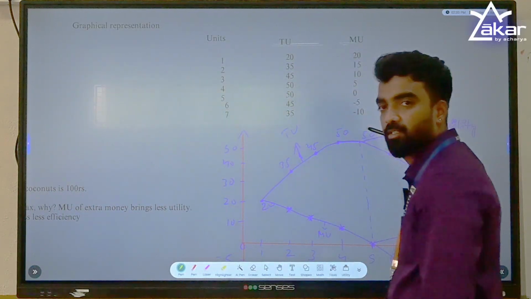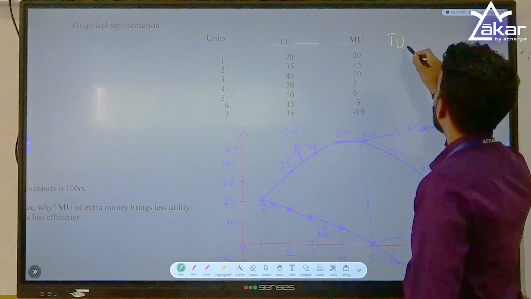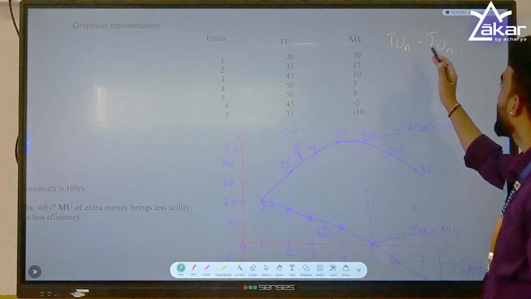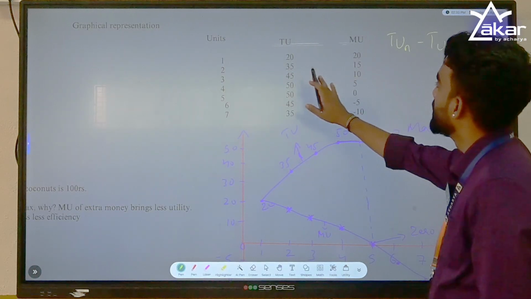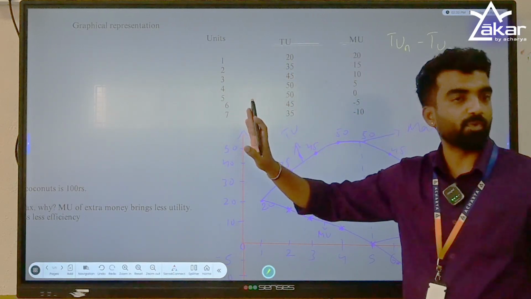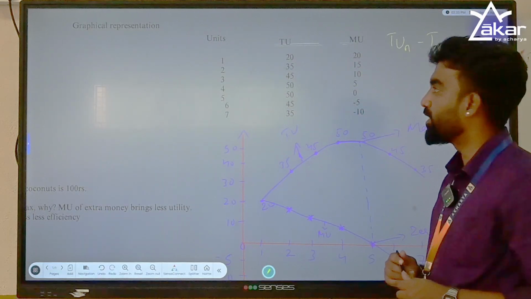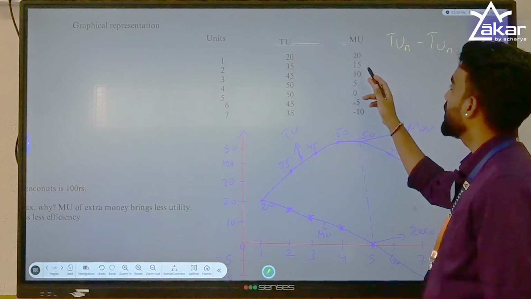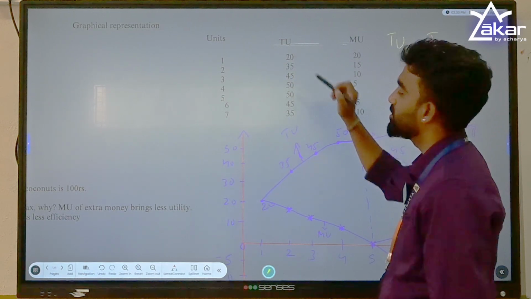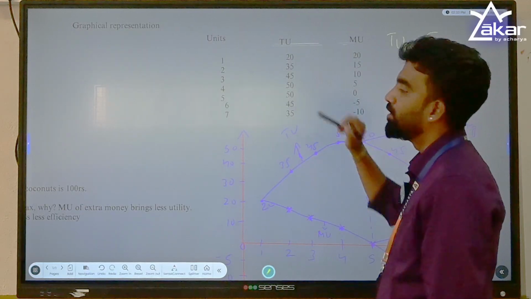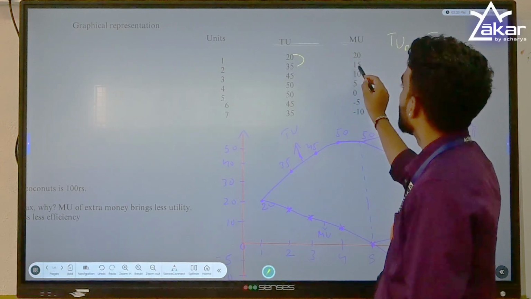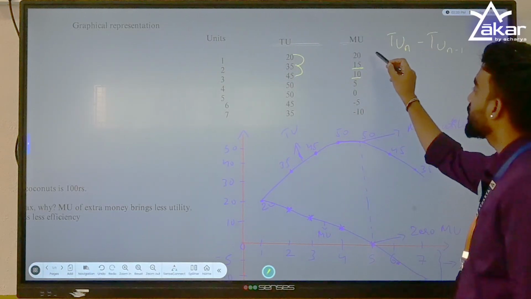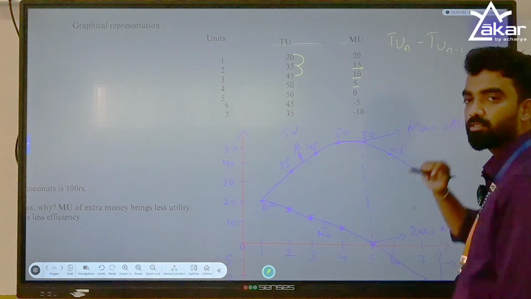For that, in the last video, I told you about the formula. How is it calculated? MU = TUn minus TUn-1. For the first unit, total utility is 20, and marginal utility is also 20, because there is no previous unit consumed. For the second unit, this is TUn and this is TUn-1. So 35 minus 20, the difference, 15, is your marginal utility. Then 45 minus 35, 10. See what is happening here. Similarly, you apply this formula.